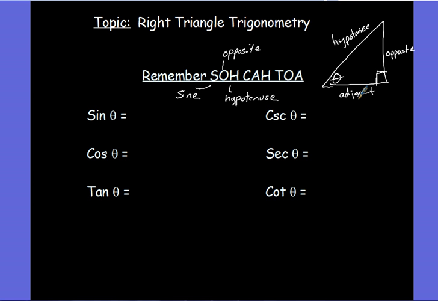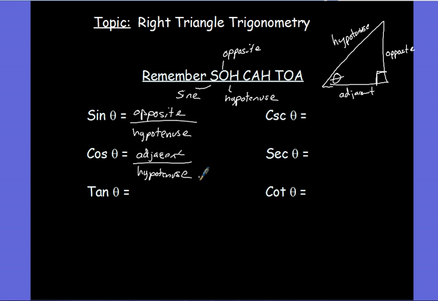So real quick, let's just write down our rules. We kind of already know them. Sine, we said, was opposite over hypotenuse. Cosine is what? Adjacent over hypotenuse. And tangent is what? Opposite over adjacent. Pretend that says adjacent, okay?